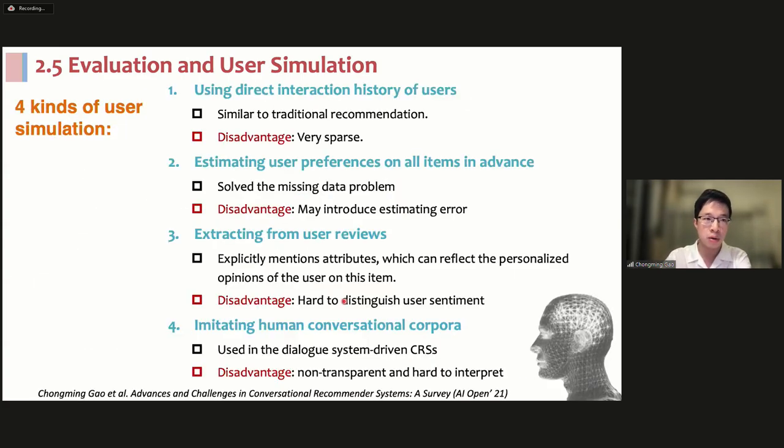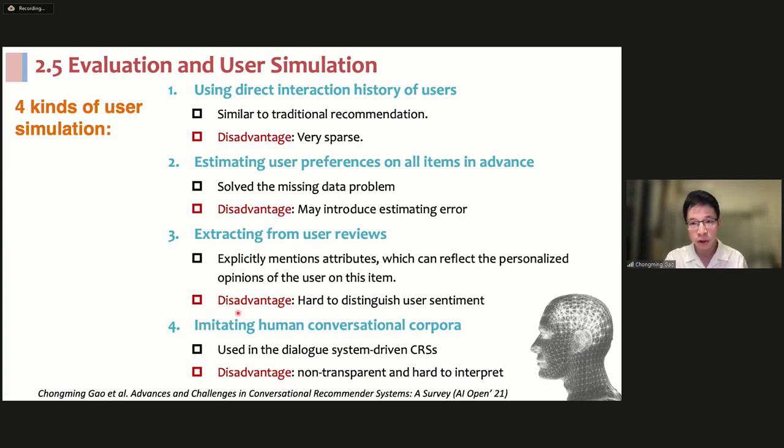There are basically four kinds of user simulation strategy. We summarize the four kinds of strategy. The first is using direct interaction history of users. The first one is just like static recommendation. We use what we have as positive samples. So the disadvantage is the data is very sparse. The second one improves the first strategy by estimating user preference in advance, so we can figure out those missing data and use those estimated values to evaluate our CRS. The disadvantage is we might introduce estimation error in this process.